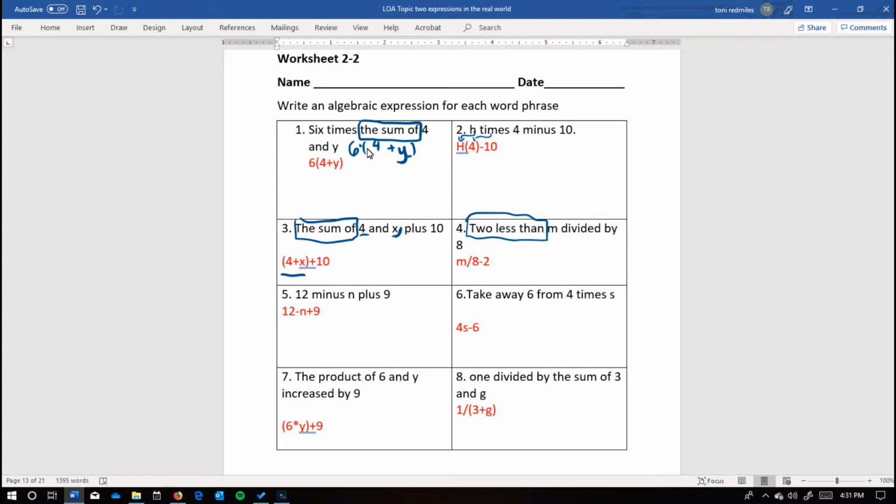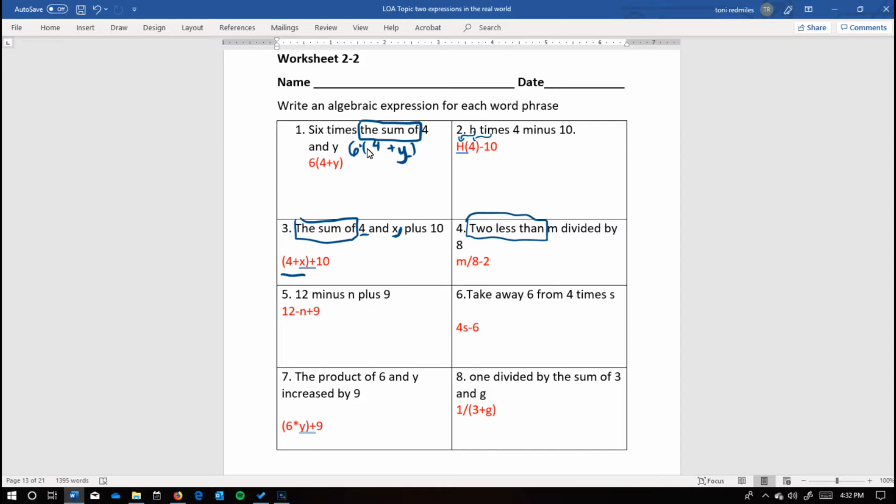All right, this is a transition word to less than. Less than. So anytime I can ask myself a question out of the phrasing, it goes to the end. In this case, I can say 2 less than what? Well, it's less than m divided by 8. So the 2 has to go behind it because it's less than whatever m divided by 8 is. So I put it to the end of my phrasing, okay? All right. 12 minus n plus 9, pretty straightforward. 12 minus n plus 9.